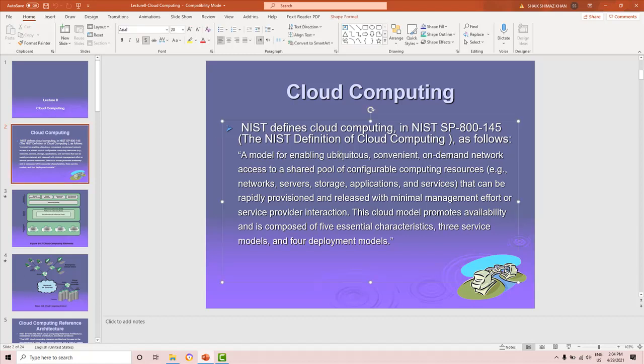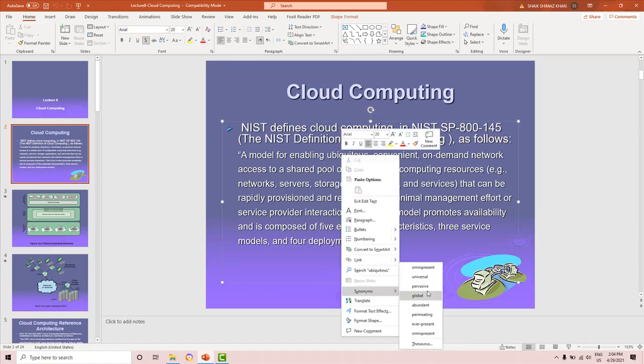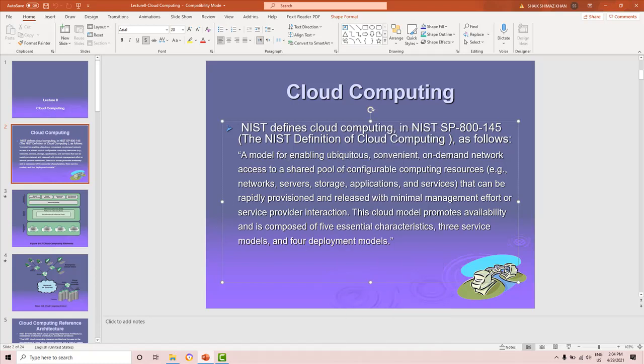So, what is ubiquitous? If you check the synonyms, you can say it's global, universal, a model for enabling global and convenient, easy to use, on demand network access. So when the client requests some services from the cloud service provider, based on the demand from the customer, the service would be provided or provisioned.